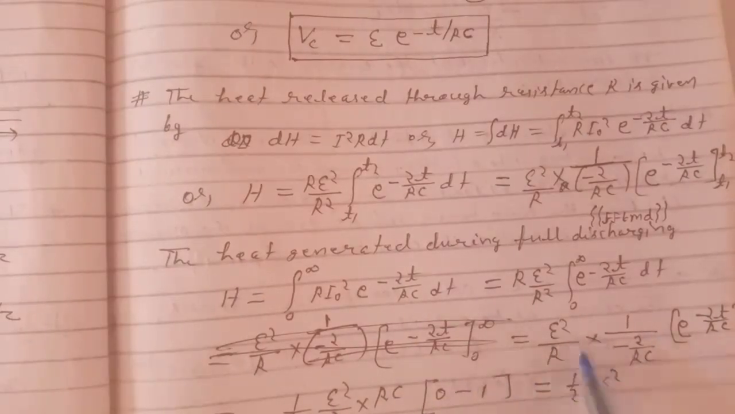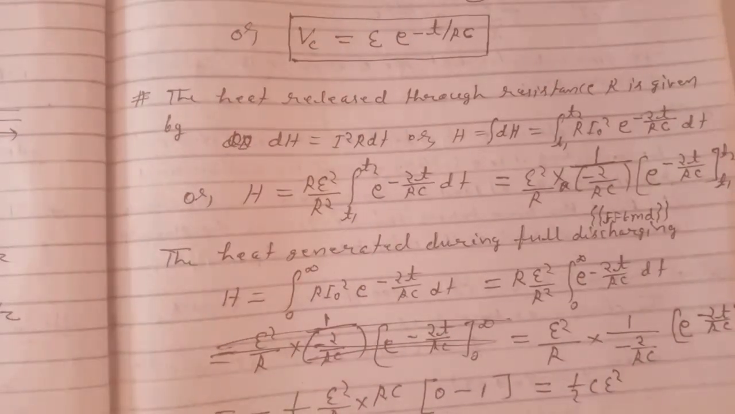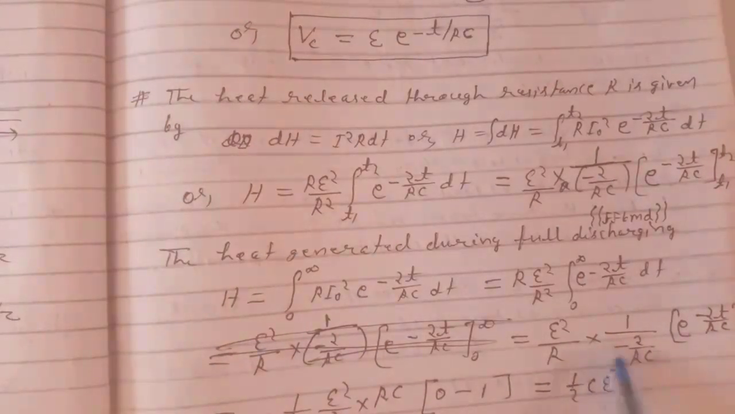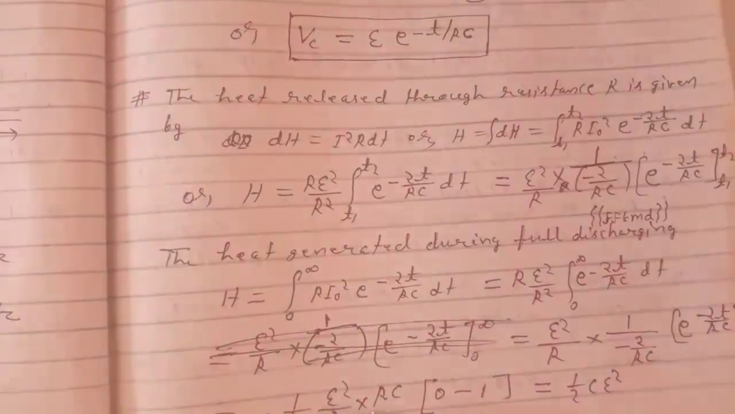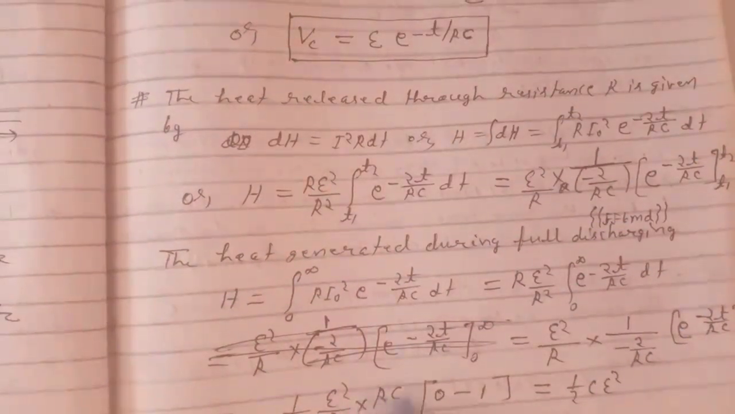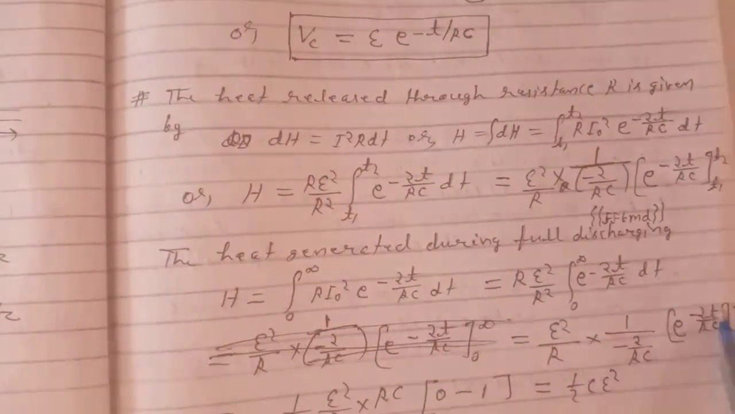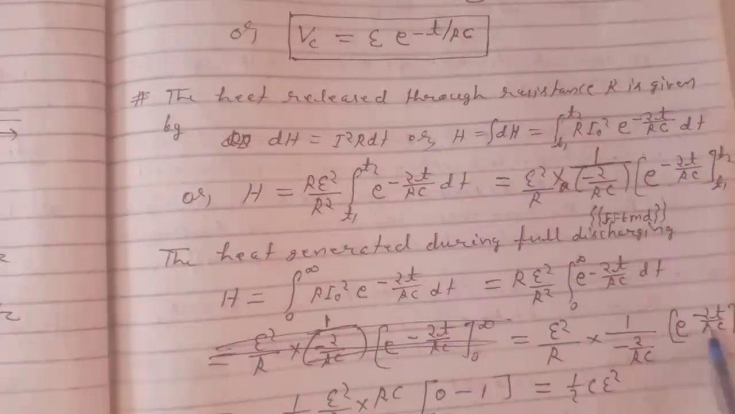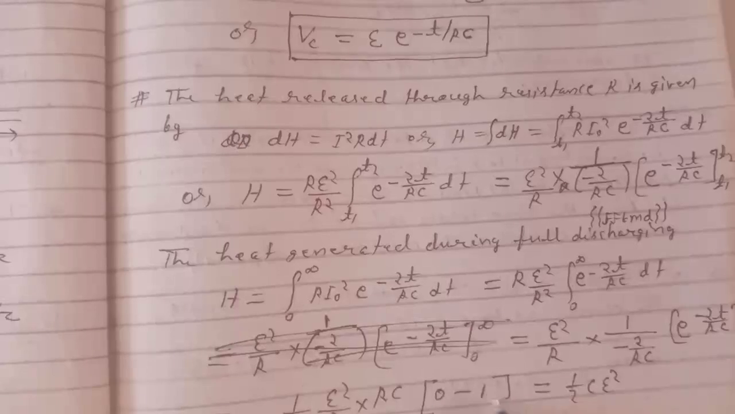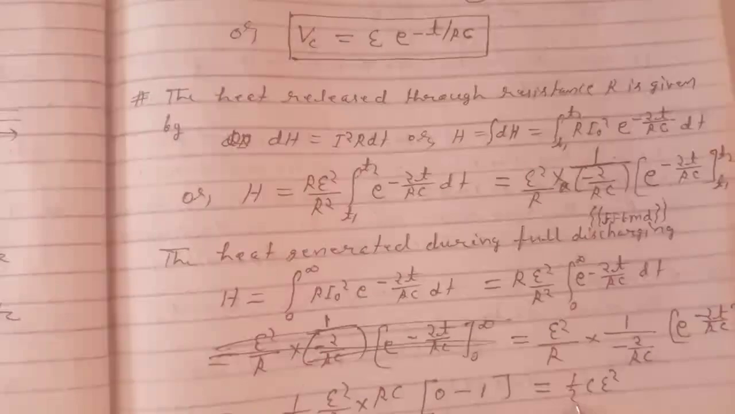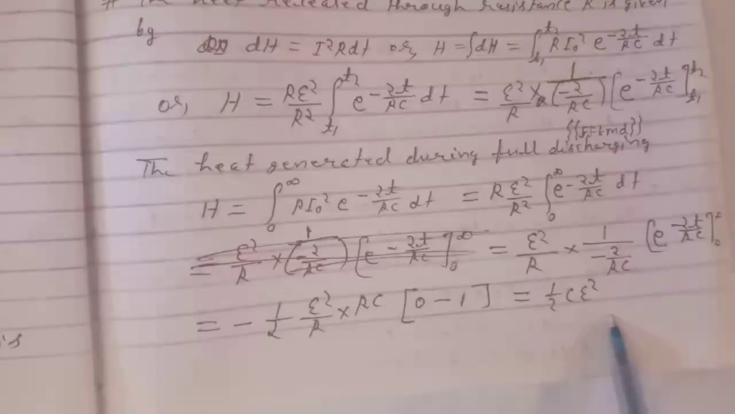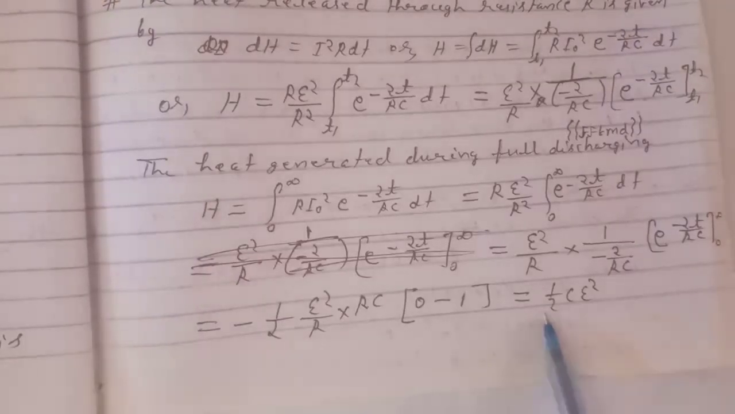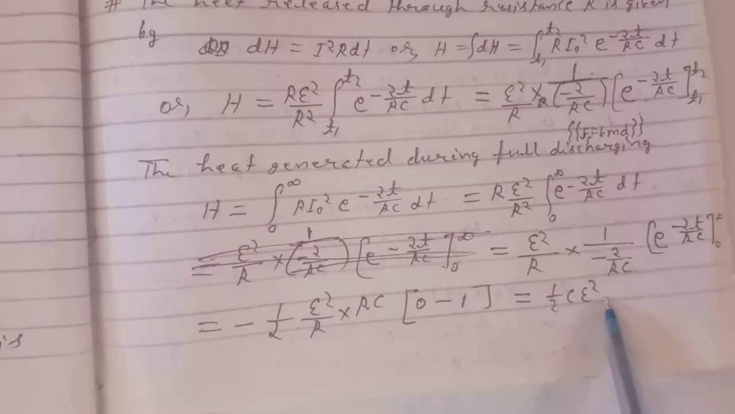So minus 1 by 2 into E square by R into RC, taking the limit: when we put infinity, this will be 0, and when we put 0, this will be minus 1. Solving, R will cancel, so we are left with 1 by 2 CE square. It is here shown that the final value of heat generated during full discharging is 1 by 2 CE square.